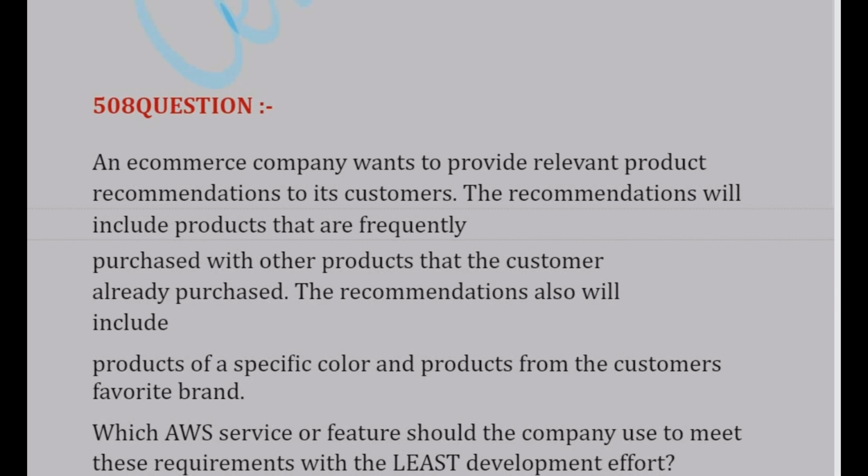Question is, an e-commerce company wants to provide relevant product recommendations to its customers. The recommendations will include products that are frequently purchased with other products that the customer already purchased. The recommendations also will include products of a specific color and products from the customer's favorite brand. Which AWS service or features should the company use to meet these requirements with the least development effort?